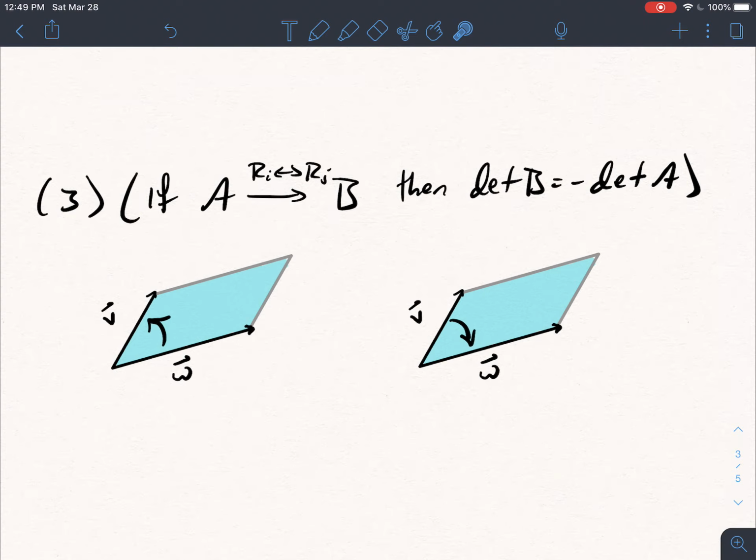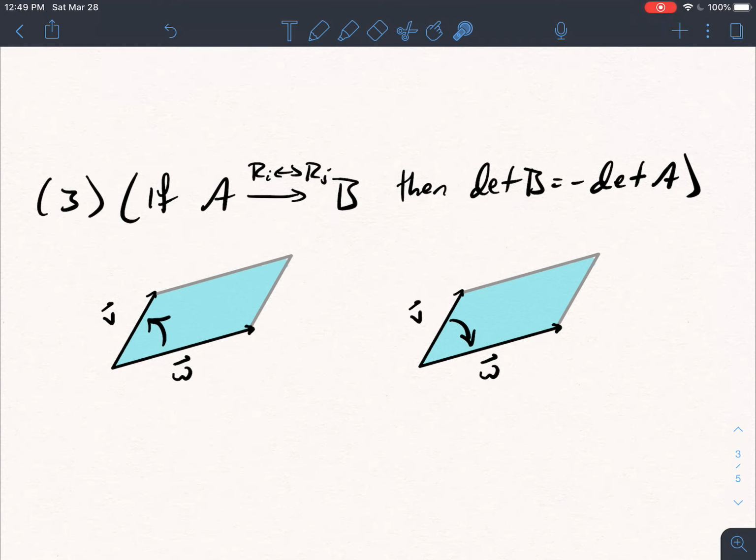So how do we interpret that with this picture? If I switch v with w, I'm not changing my box at all, right? My box is still formed by the vectors v and w, even if I switch the order, because v and w are still there. Nothing really happens with that. So it seems like my area should remain unchanged. Why is it changing by a minus sign?